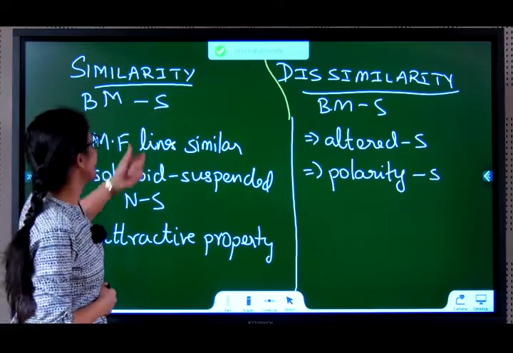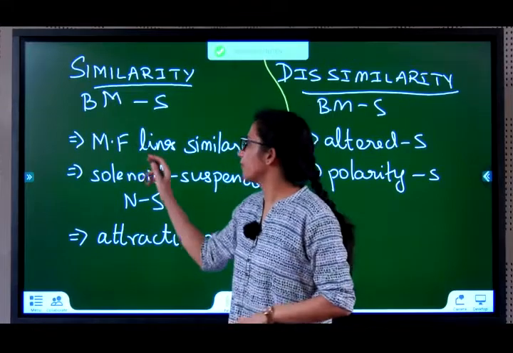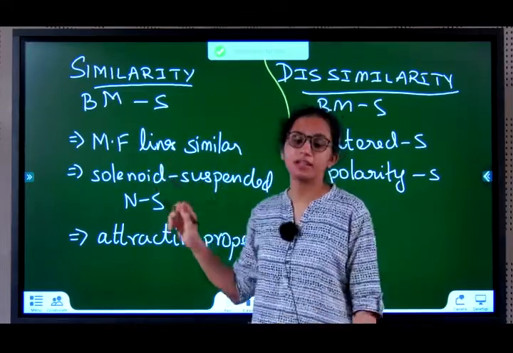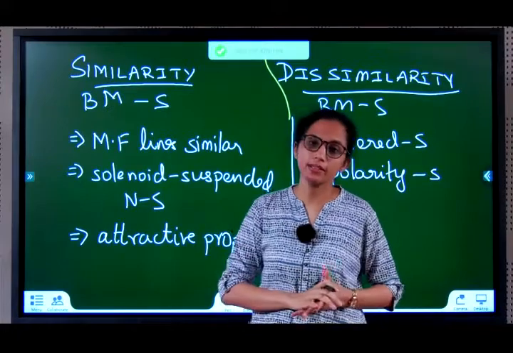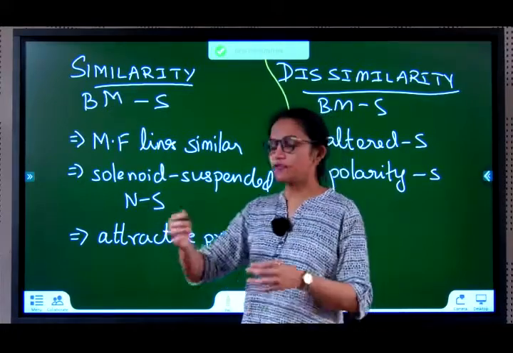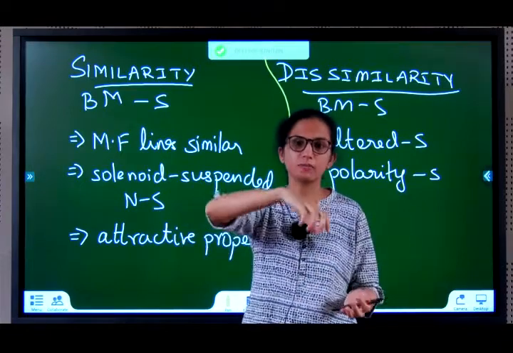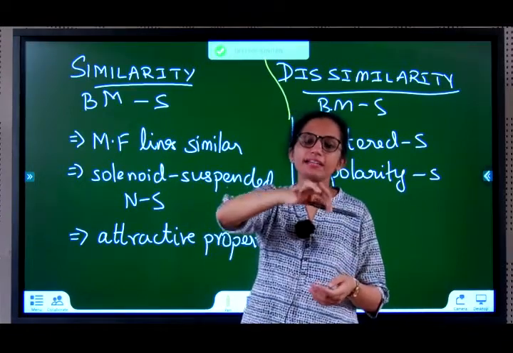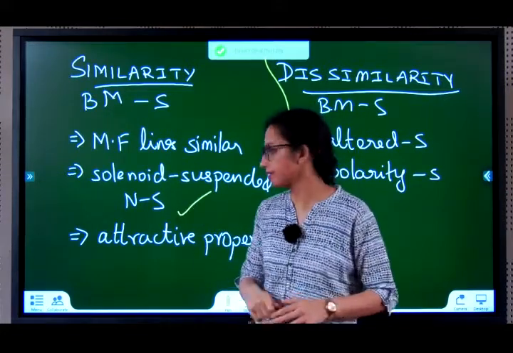Similarity between a bar magnet and a solenoid. The magnetic field lines of a solenoid are similar to that of a bar magnet. We just saw it in the experiment. Even if you suspend a solenoid freely, that cylindrical solenoid that we just formed, even that will align itself in the north-south direction. That is the same as what the bar magnet does.